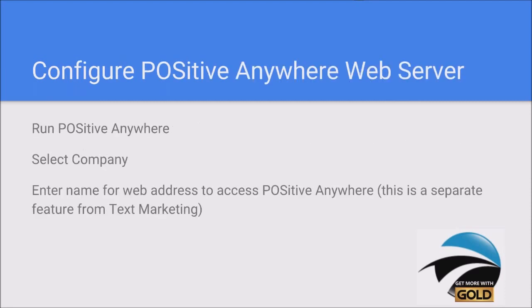Okay, so the next step, once you've got your maintenance key, is to configure Positive Anywhere, the Positive Anywhere web server. So what's a Positive Anywhere web server? Well, that's a separate program from Positive that you need to run somewhere on site in your store or business site.